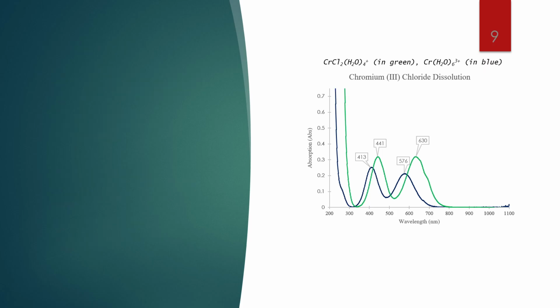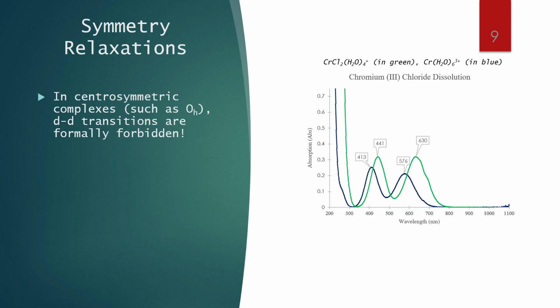To analyze this, we need to consider the symmetry relaxations in our complex. So in centrosymmetric complexes such as Oh symmetry, d-d transitions are formally forbidden. Now, if you remember our selection rules that we talked about earlier, we had the spin and then we had the orbital selection rule. This concerns the orbital selection rule. Now, for that, we need a change in parity, g to u or u to g. Now, that all falls out the window whenever there is no center of inversion. However, in octahedral, there is a center of inversion.